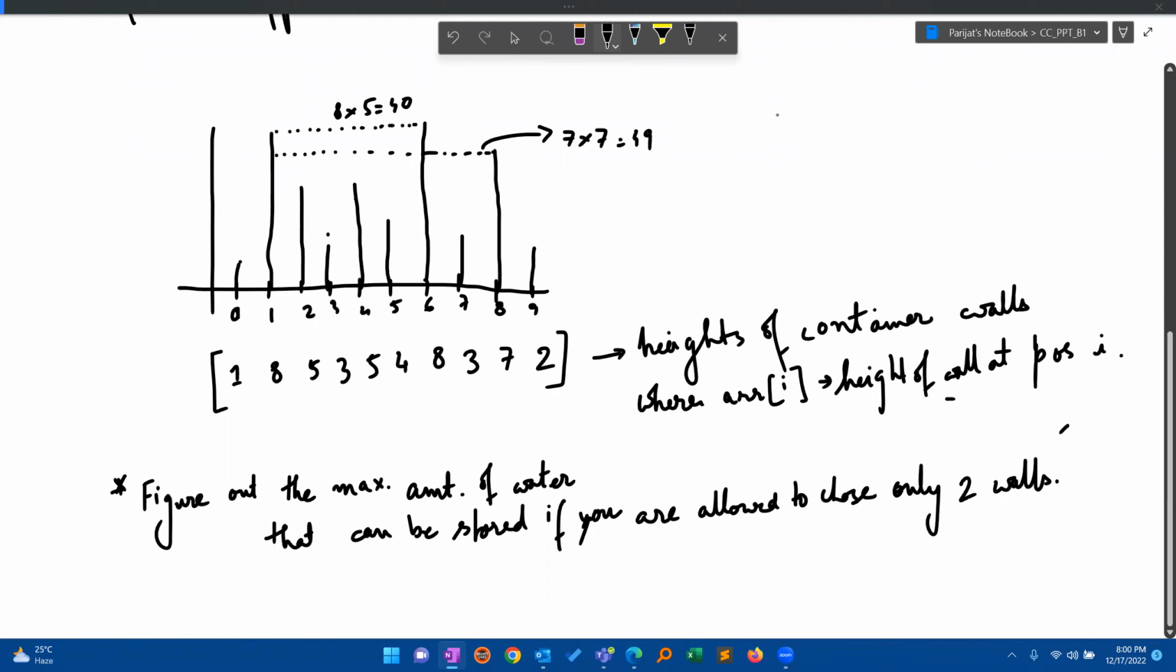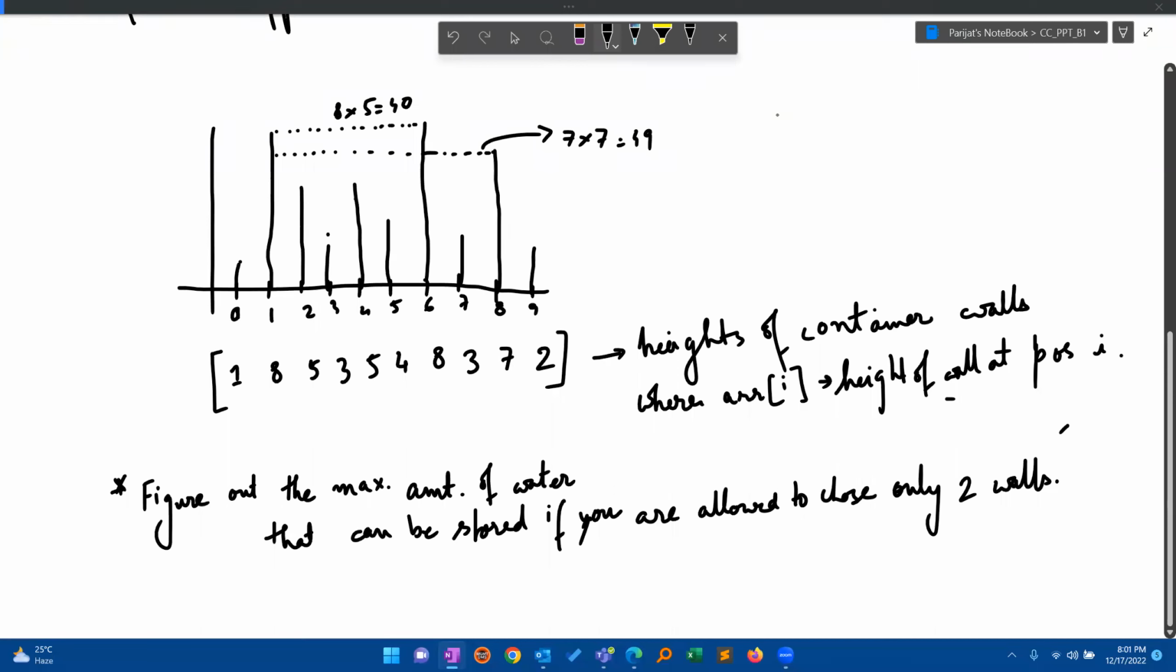Sir, I was thinking about using one pointer at the beginning and one at the end, and calculating the maximum area that way. But in this case, we would be missing out some of the pairs, so that is not correct. Right. So what can we do to solve the problem?